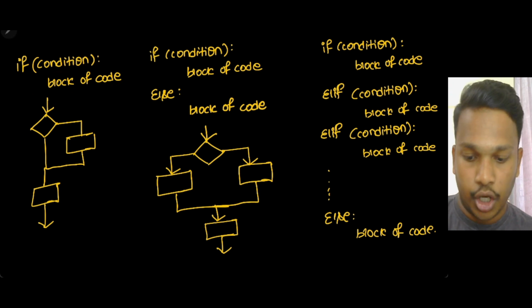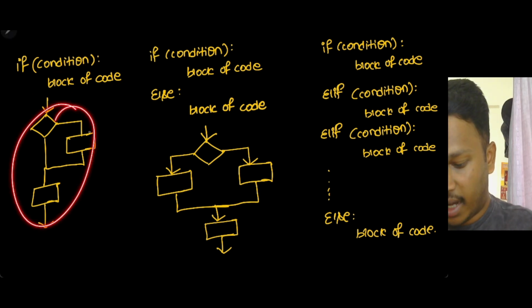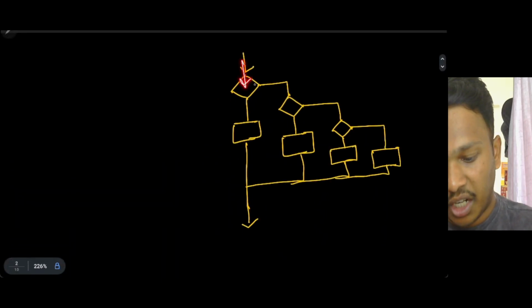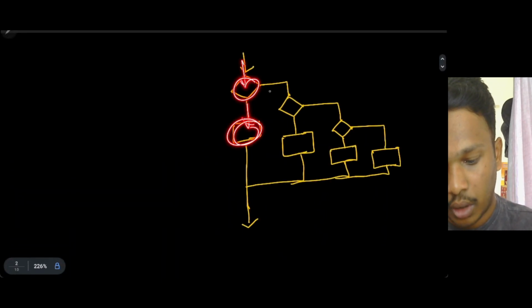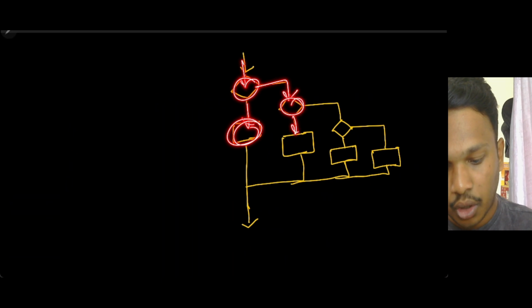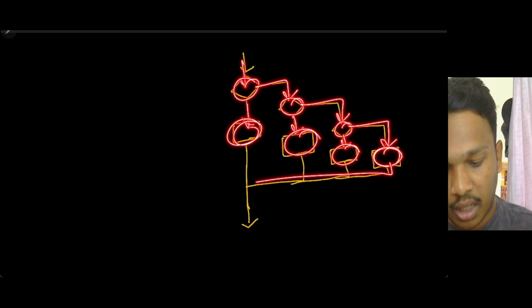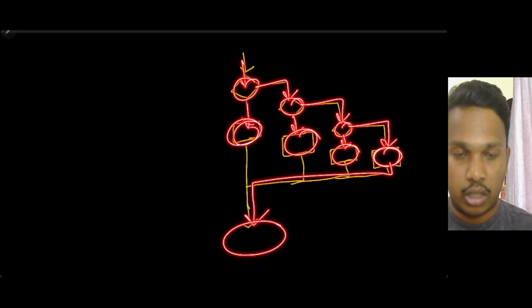Now you know the diagram for if and else if. Now see the big diagram. If the first condition is true, this block of code will execute. If the second condition is true, this block of code will execute. If the third condition is true, the third block will execute. If all conditions fail, the else part runs, so it goes directly to the last block of code.